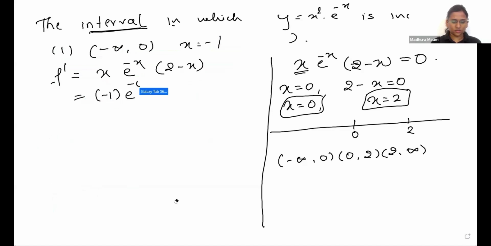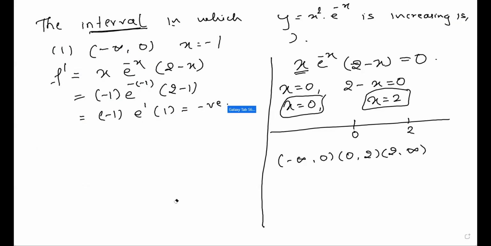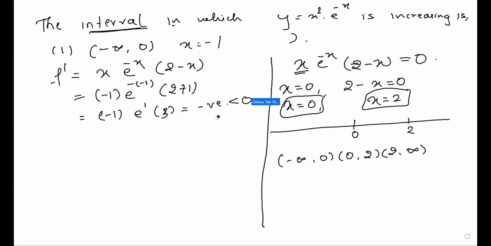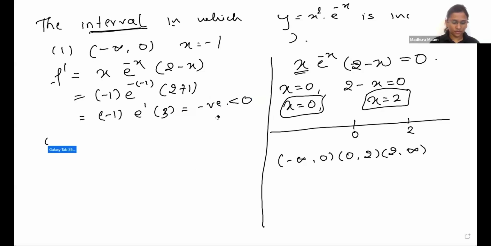So this is minus of minus 1, and this is 2 minus 1. So this comes to be minus 1. This is e to the power 1, and this is 1. Is this negative? Minus of minus 1 plus 1, 2 plus 1, that is 3. Now is this negative? Yes ma'am, negative. We don't want negative, we want positive, because we need increasing.